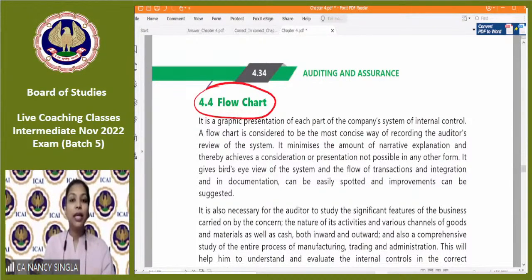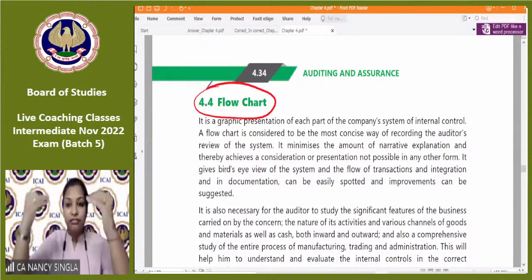And what are the four methods? Narrative record, which is a complete, exhaustive description. These are the keywords. Then we did checklist, which is to be filled by whom? The auditing staff. Then we did internal control questionnaire, which is to be filled by whom? The client. And then we are doing what? A flow chart.